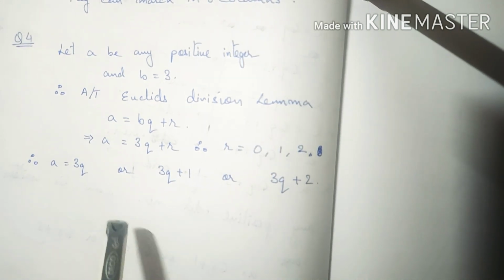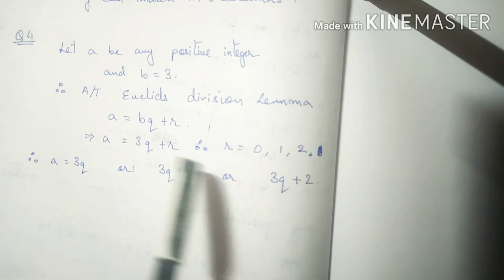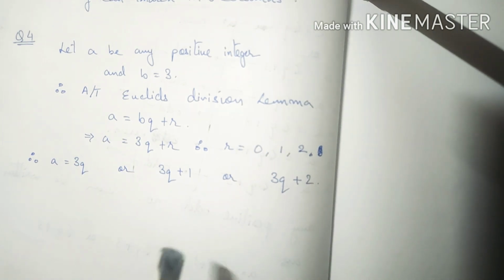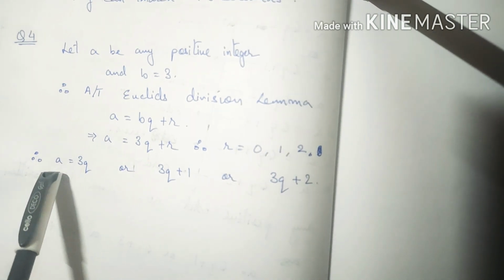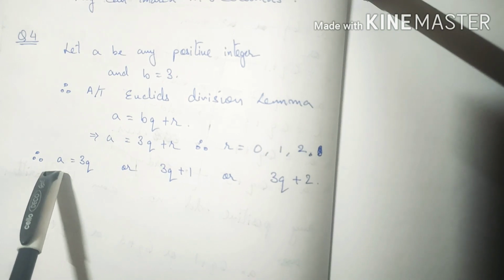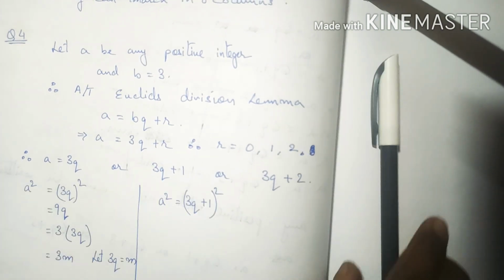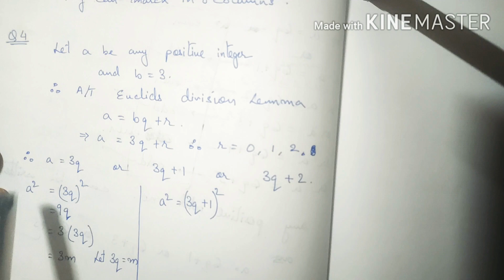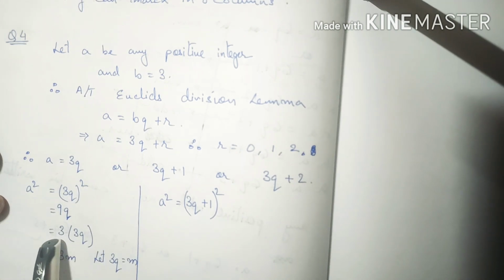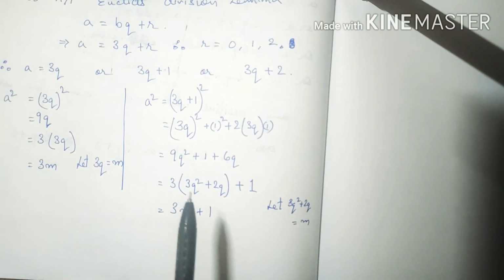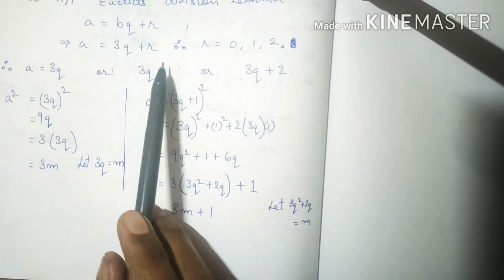And we will have to prove for each and every one of them that we can write the square of a as 3m or 3m plus 1. So the first case will be, we will square this first case, and we will take 3 common, and we will take 3q as m. So this will become 3m. Okay. So for the next one, we will square this one.